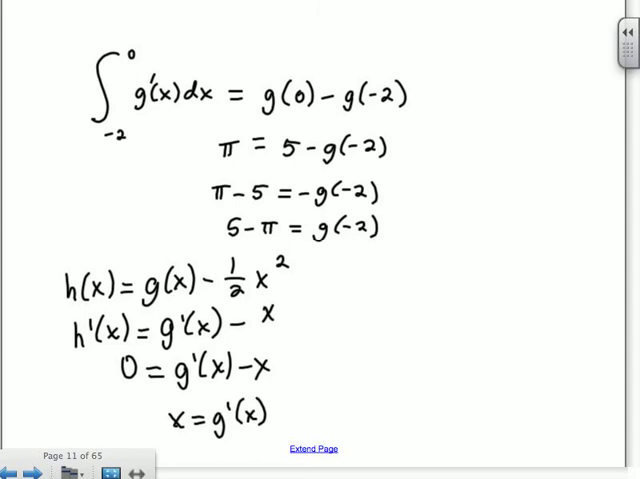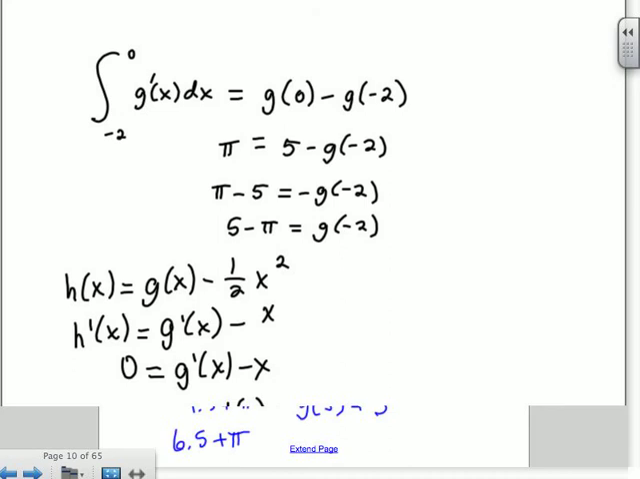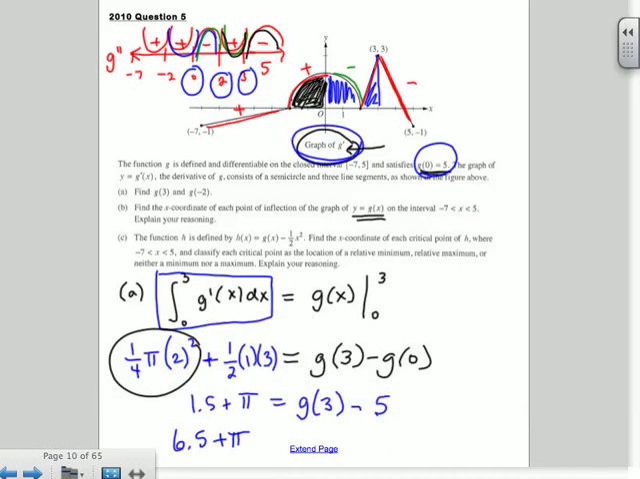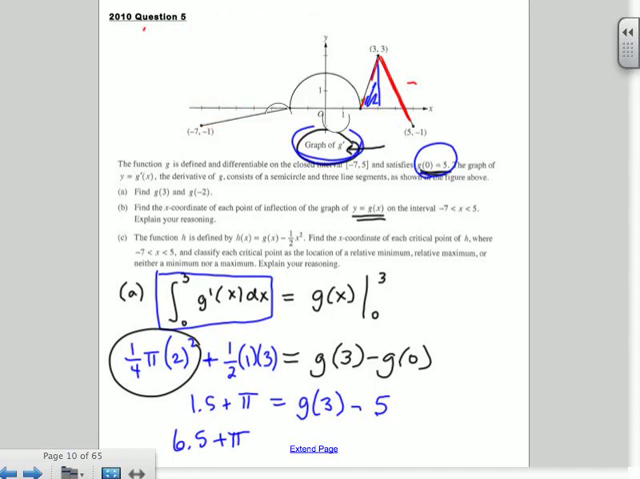So in other words, we're finding when x equals g prime of x. On our graph, what does that mean? So x equals g prime of x. Yeah, points like 1, 1, right? So there's one right here.